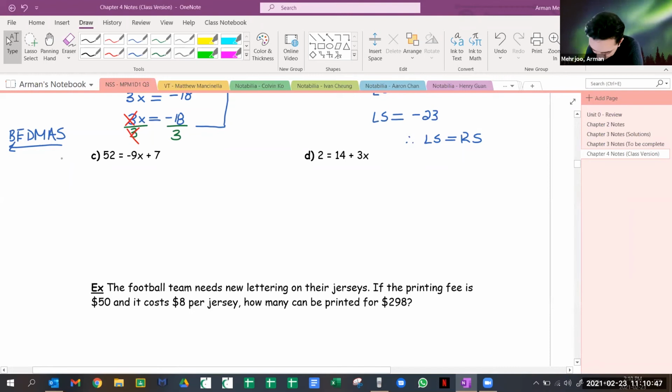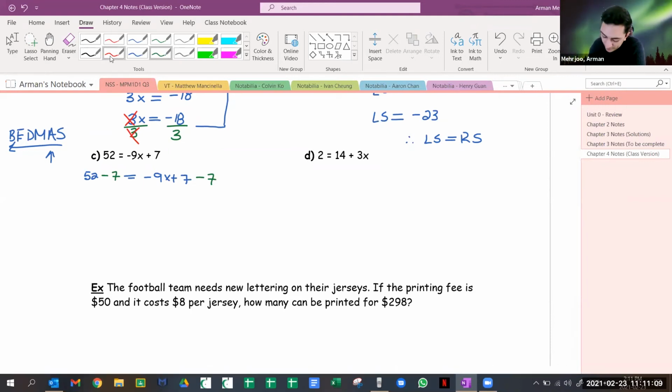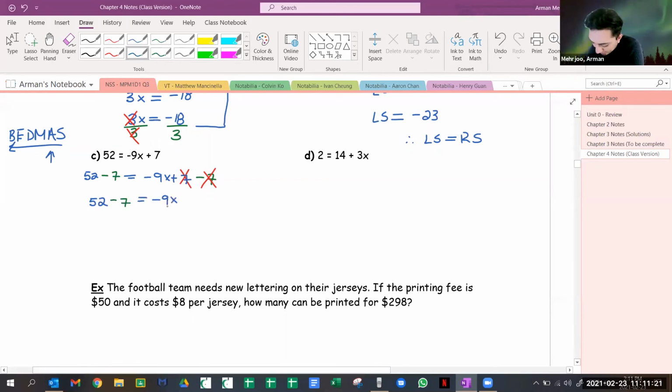So there's no subtraction going on in this case, but I do have some addition for this example. See how I'm adding 7 to this side? Because I'm adding 7 to that side, I have to do the opposite operation, but I have to make sure that I do it to both sides. What's going to happen is now these 7s are going to cancel. And I'll be left with 52 minus 7 equals negative 9x. I can figure out what 52 minus 7 is. It's actually 45.